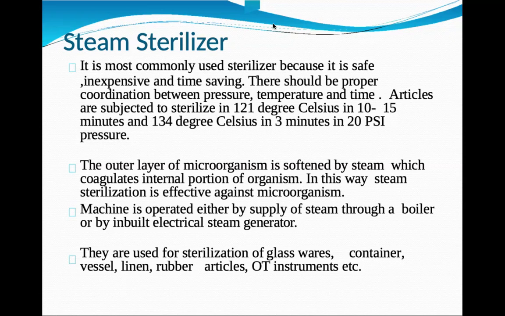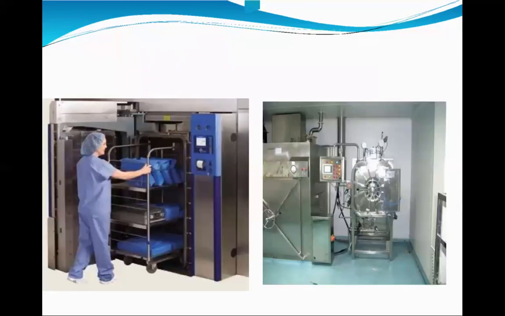So they are applied for glasswares, containers, vessels, linens, rubbers, articles of operation instruments. So they are all sterilized through steam sterilizers. So this is a big sterilizer. It has more space for more material, as compared to a hot oven, which is smaller and can hold only a limited number of materials.